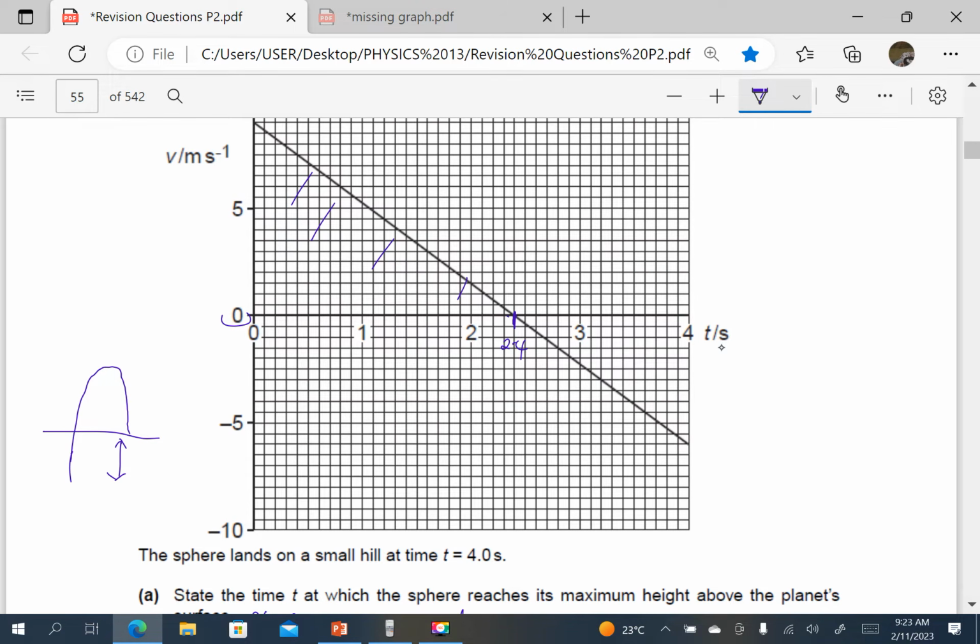It starts from here, reaches maximum height, and comes to rest on a hill. So we want this vertical distance here. Going upwards is represented by the first area up to 2.4. Coming downwards is represented by the second area from 2.4 to 4. So we want the remaining part, so we shall subtract those distances.